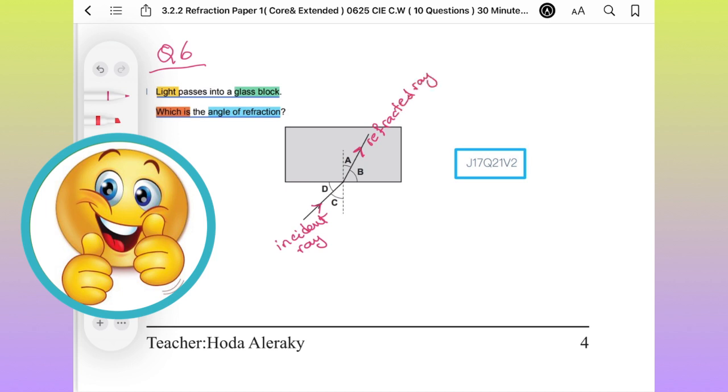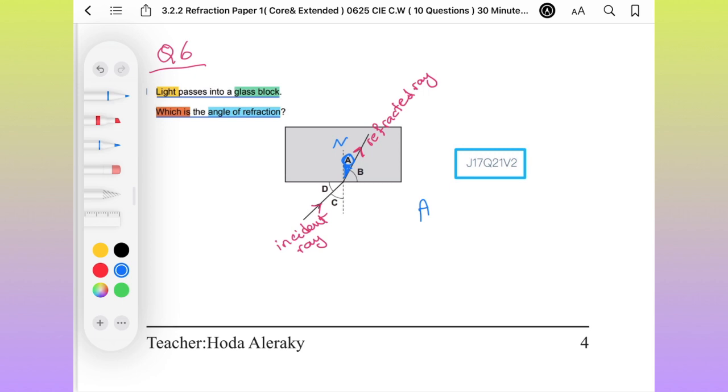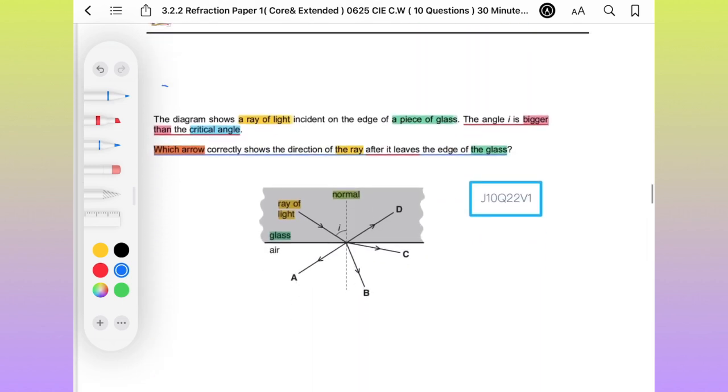Again, one more time, the definition of the angle of refraction: it's the angle between the refracted ray and the normal. Here is the normal. So the angle between the refracted ray and the normal is angle A. So the answer for this one is A. Okay, let's move to question 7.